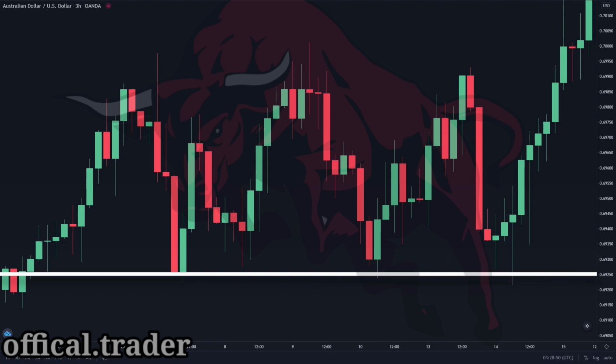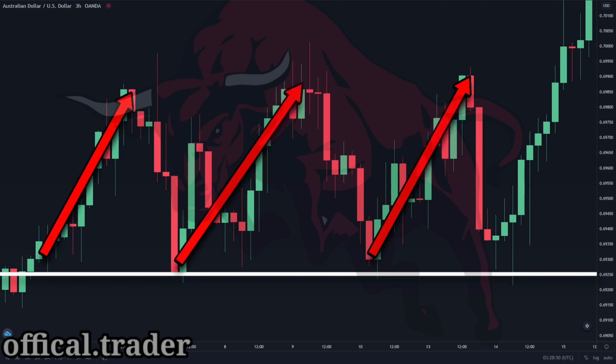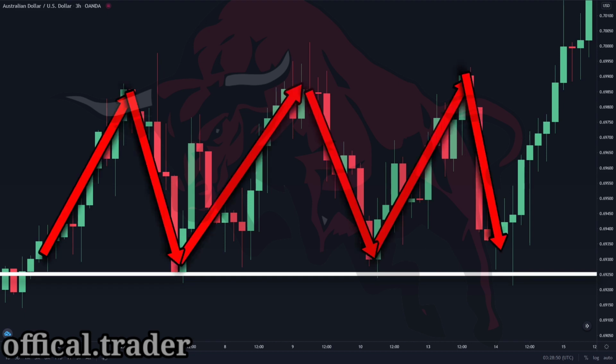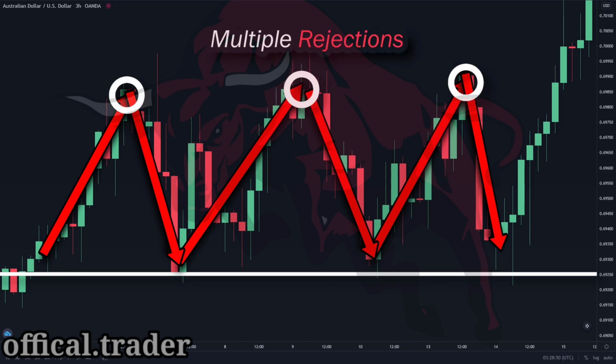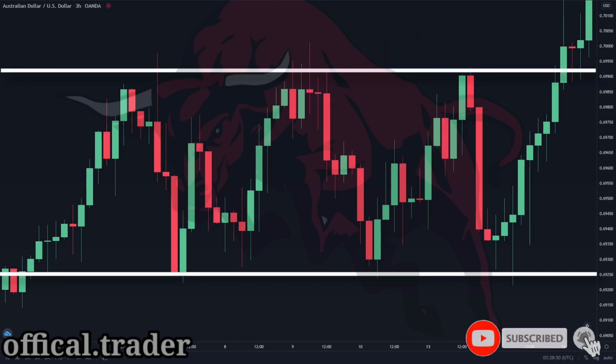And you can also see this happening on the top. Every time prices went up to this level, it reverses downwards. You can see this happening multiple times on 3 different occasions. So we can draw a resistance line here.